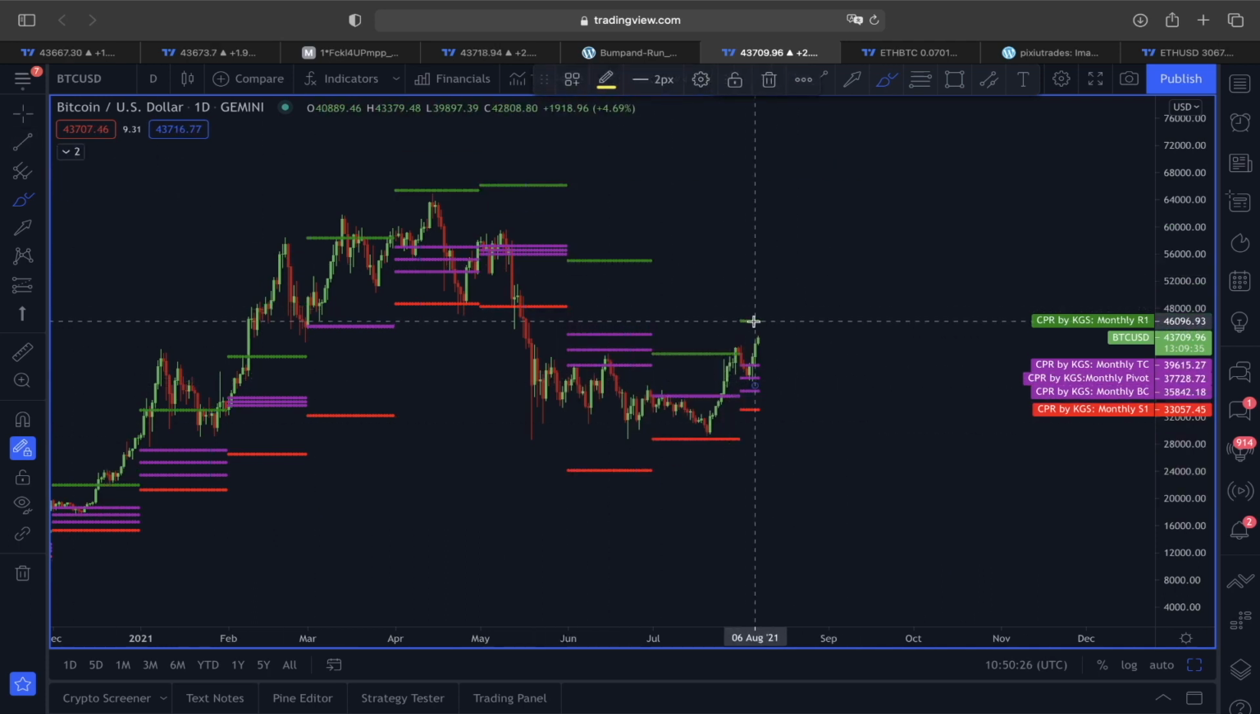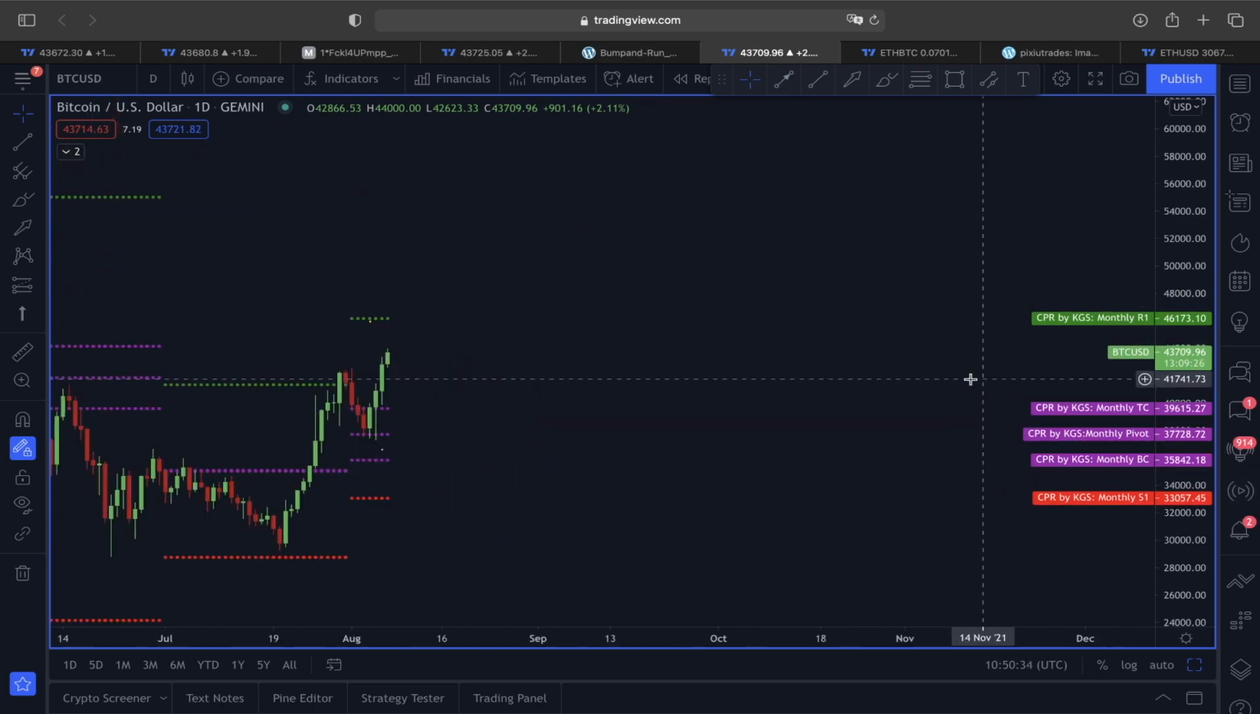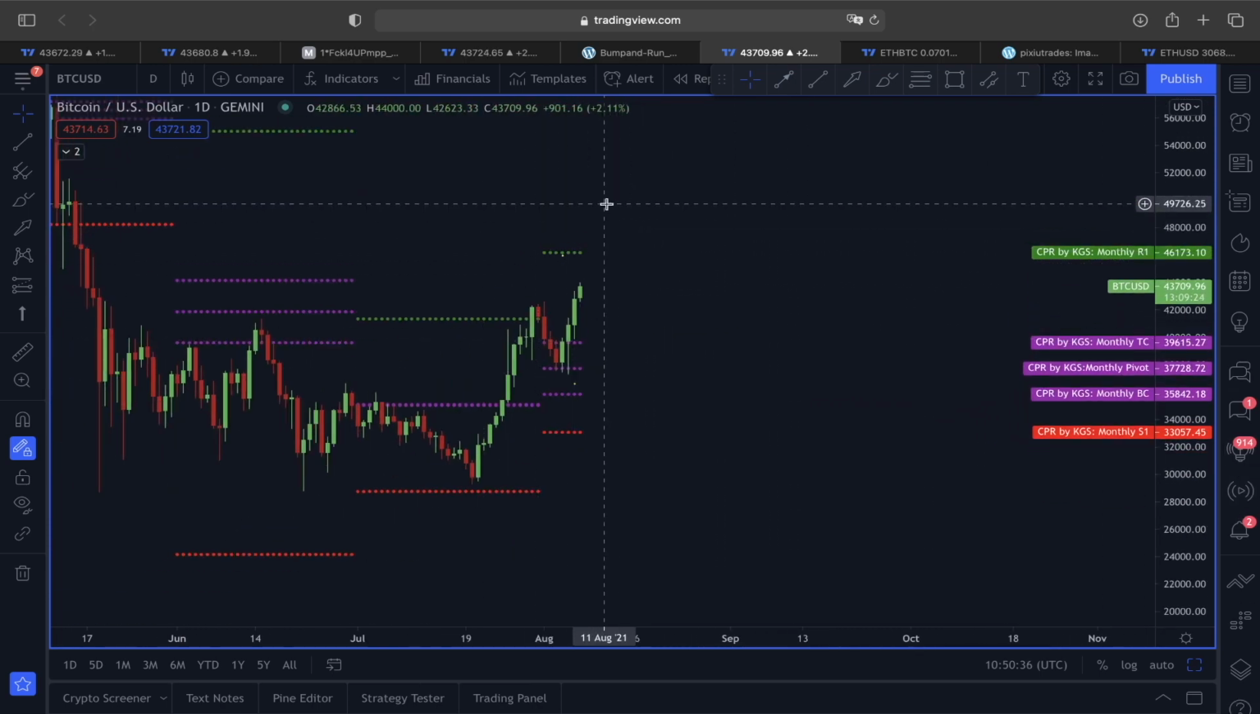You can add different resistance lines, because according to this August month, if this is going to get broken, then we do have another price target. But for now, I'm going to stick around this 46,000 as our potential target.